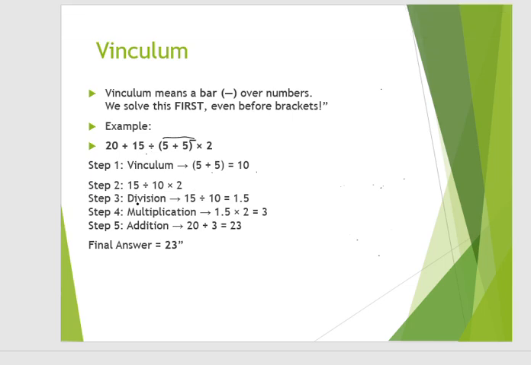Okay, so in this case we have this one, so it becomes 10. So the next statement will be 15 divided by 10 by 2. So we are dividing 15 by 10, which is going to give you 1.5, which needs to be multiplied by 2, so it becomes 3, and then we are adding 20 to 3, so we are getting the answer as 23. I hope it is clear. Let's move to the next slide.